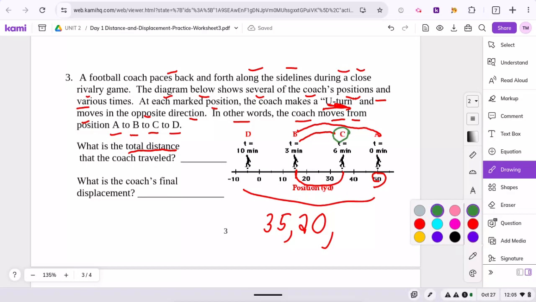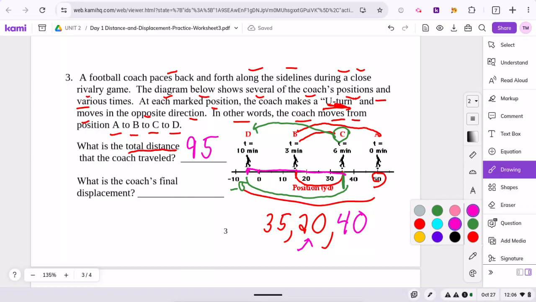Then from C, he went to D. So here is at 35, and then went all the way over here to negative 5. So 35 here. If you go 35, and then 5 more, that would be 40. So you add all those up, that would give you the total distance traveled. And 40 plus 35 is 75, and then 75 plus 20 is 95.